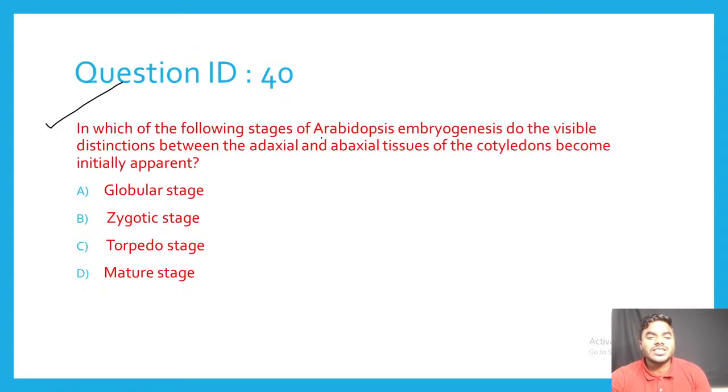In which of the following stages of Arabidopsis embryogenesis does the visible distinction between the adaxial and abaxial tissues of the cotyledons become initially apparent? Saima, what will be the answer? Akshay, Shafia, what will be the answer for question number 40? Think it.